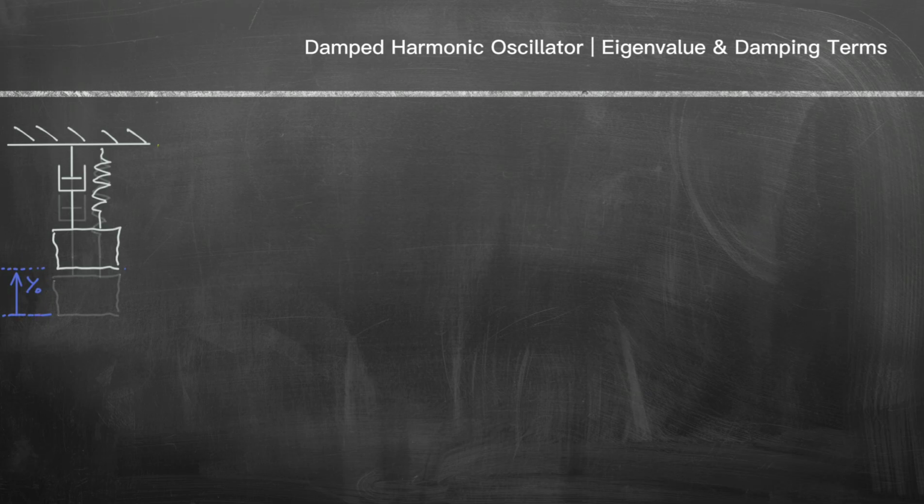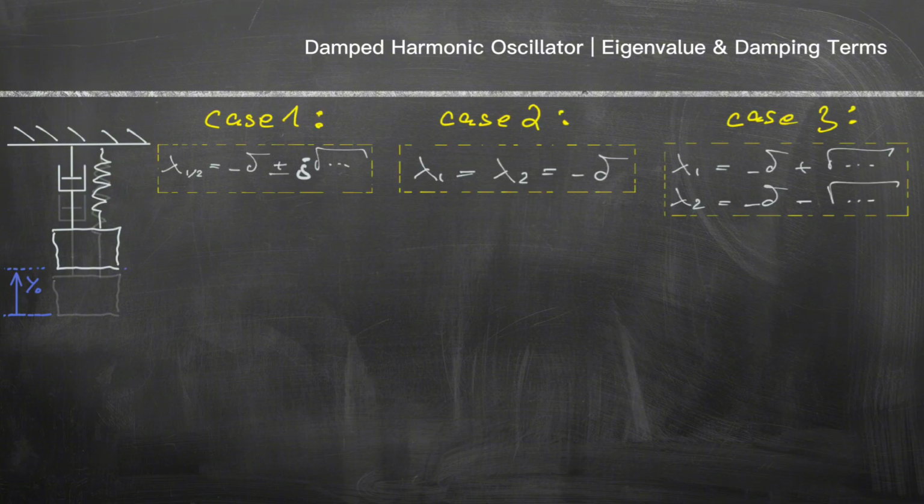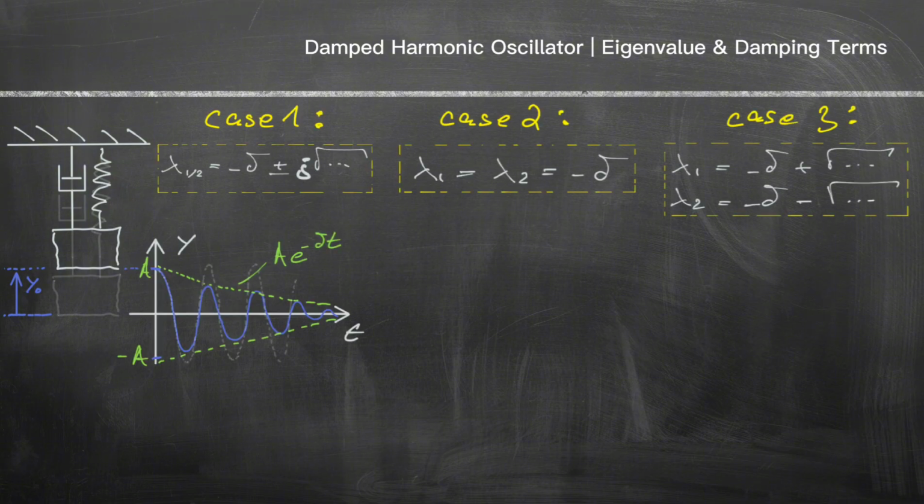Now let us sketch what happens, how the solution y of t behaves over time in the three different cases. In case 1, with a complex eigenvalue, we have an oscillation. The displaced one-mass oscillator decays over time. The amplitude y0 decreases with time. This is determined by the decay constant delta.